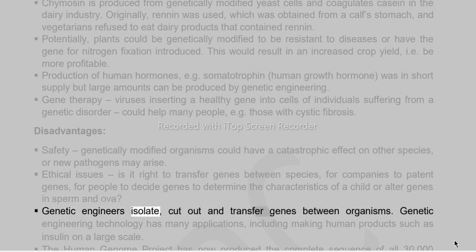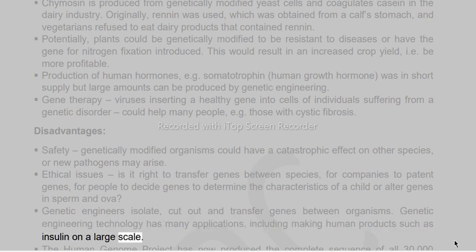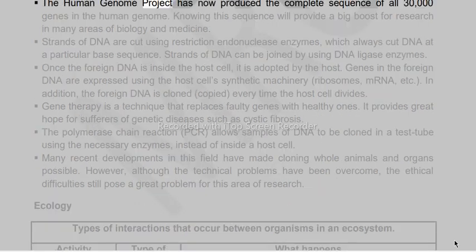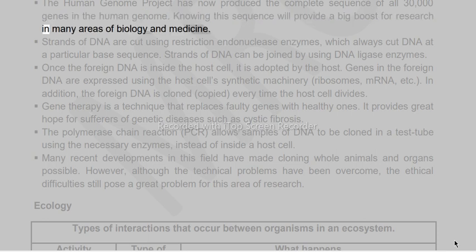Genetic engineers isolate, cut out and transfer genes between organisms. Genetic engineering technology has many applications, including making human products such as insulin on a large scale. The Human Genome Project has now produced the complete sequence of all 30,000 genes in the human genome. Knowing this sequence will provide a big boost for research in many areas of biology and medicine.